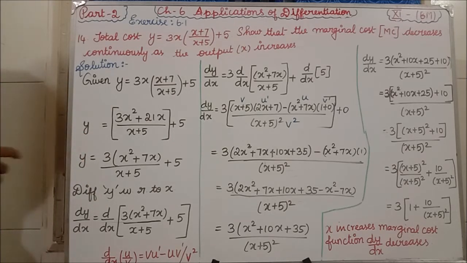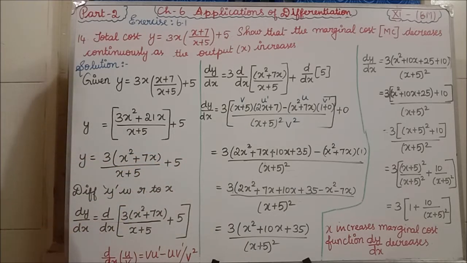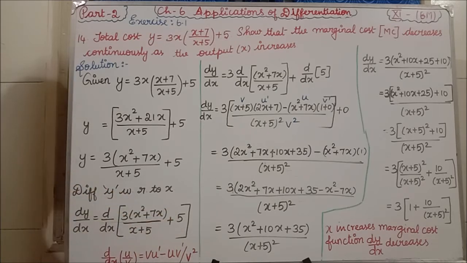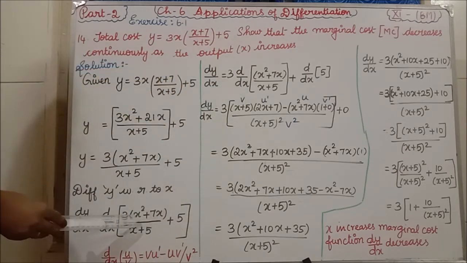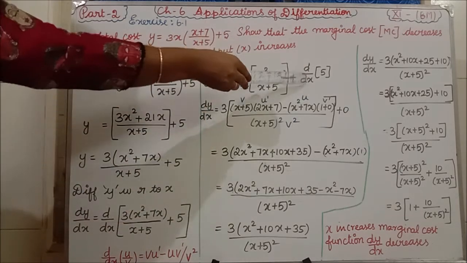Now from this y value only we are going to differentiate. Now see, differentiating y with respect to x, dy by dx is equal to the right hand side fully, I am writing d by dx of 3 times x square plus 7x divided by x plus 5, plus 5. Clear? Now the next step, I am taking the d by dx inside. This 3 is constant, so I am taking it before. 3 d by dx of x square plus 7x divided by x plus 5, plus d by dx of this 5.